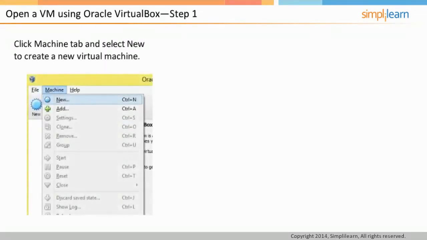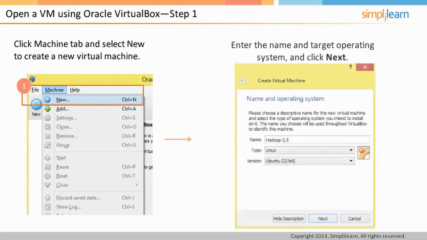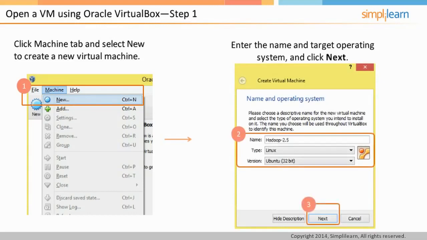Open Oracle VM VirtualBox Manager. Click Machine tab and select New to create a new virtual machine. The Create Virtual Machine window is displayed. Enter the name and target operating system and click Next.